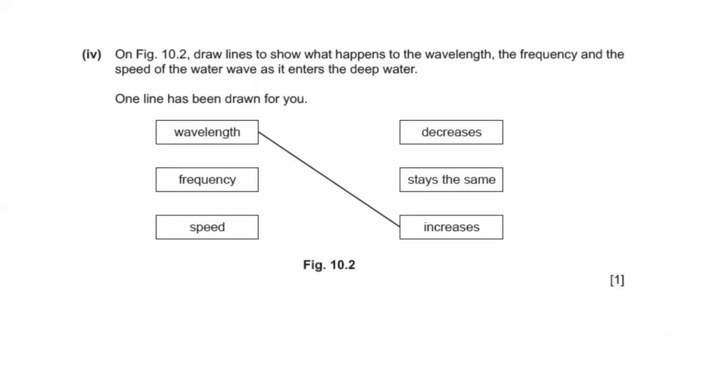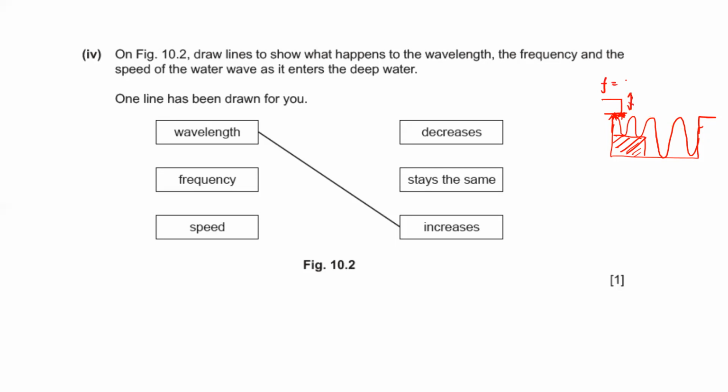Okay, so question number 10, part 4. It says, on figure 10.2, draw lines to show what happens to the wavelength, the frequency and the speed of the water wave as it enters deep water. So remember what is happening. This is, say, the wave in the shallow water, then it goes to the deep water. The key thing to understand is that we have a ripple tank, and this thing is going up and down.